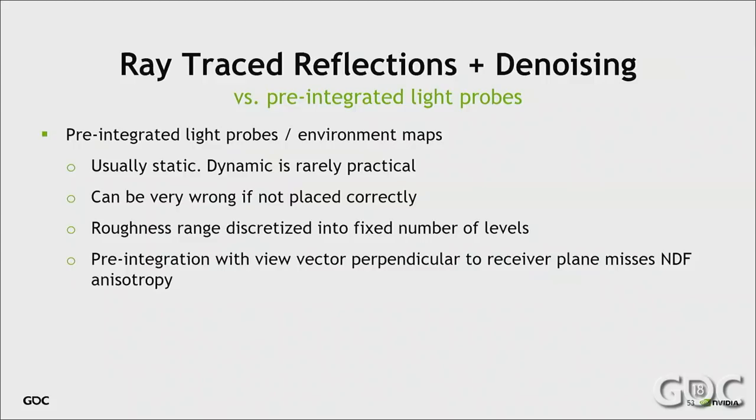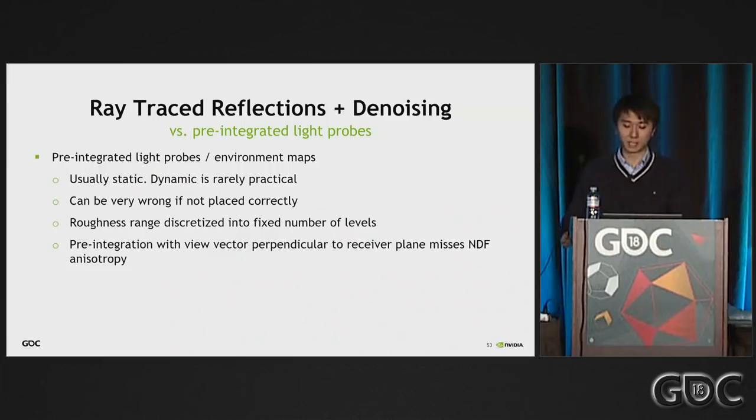Another part of the package is pre-integrated light probes. The problem with that is that it's really static, and there's no scalable solution for dynamic scenes. Second, the pre-integration or convolution always assumes that your view vector is perpendicular to the surface being shaded, which means it loses all the interesting anisotropic elongation when you look at glossy reflections from grazing angles. And lastly, surface roughness is continuous, but because we're doing this pre-integration, we have to discretize the roughness into different levels of textures, and then during rendering we interpolate the roughness. This can also lead to incorrect perceived roughness in the shading results.